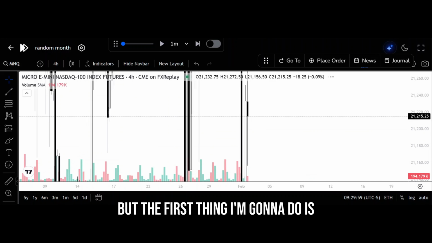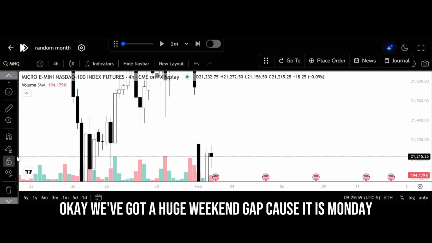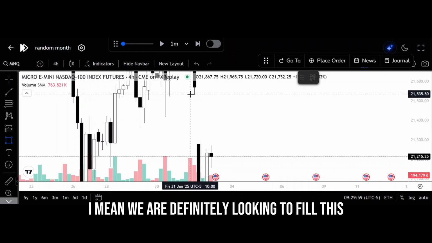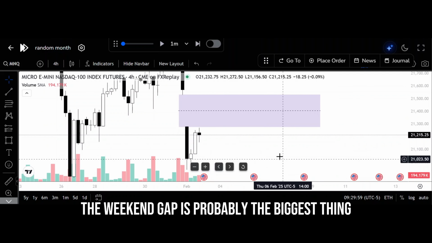But the first thing I'm going to do is go into the 4-hour chart. Okay, we've got a huge weekend gap because it is Monday. We are definitely looking to fill this, and we've got a couple of 4-hour gaps above it, but right now the weekend gap is probably the biggest thing.